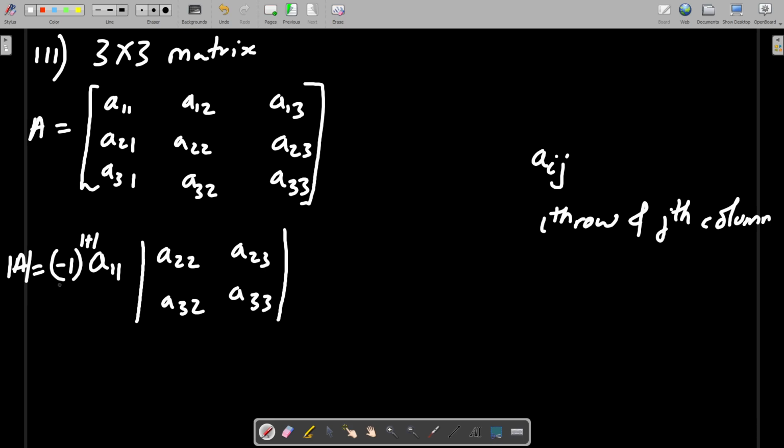So what have I done here? I'll just explain. I have written A11, that was this element here. So this element I have written down below, and then I delete this column and I delete this row from this matrix.